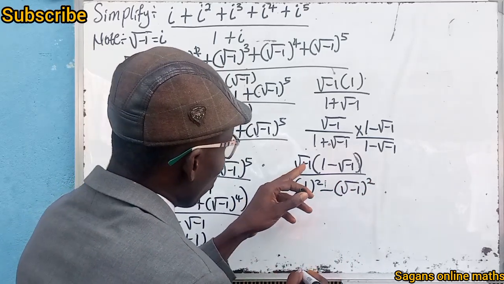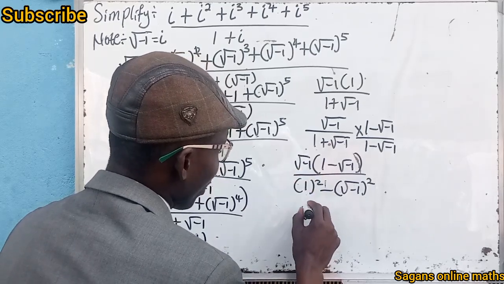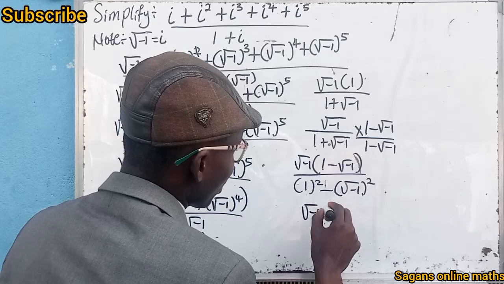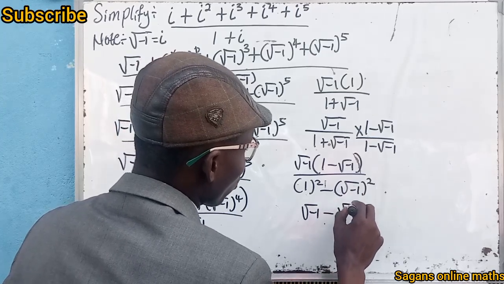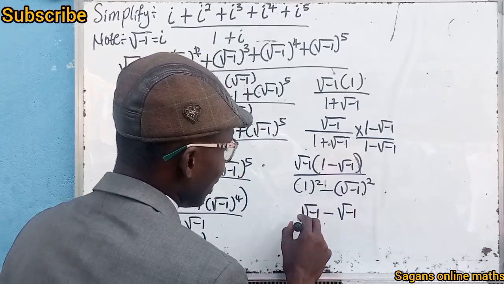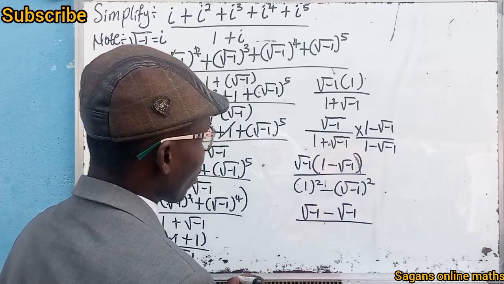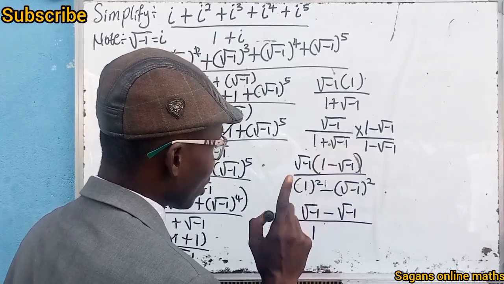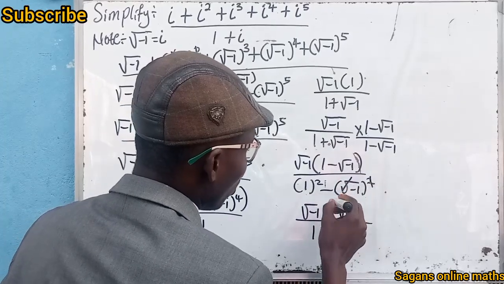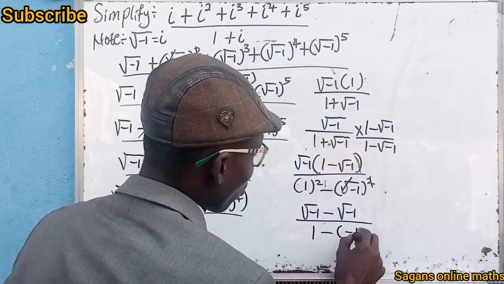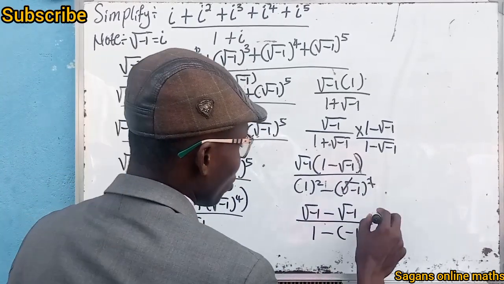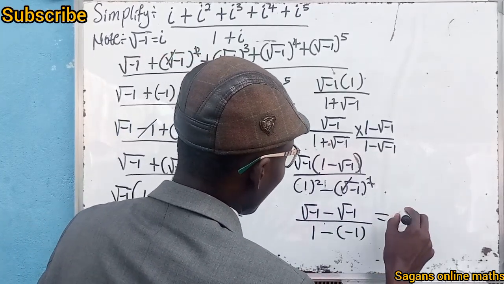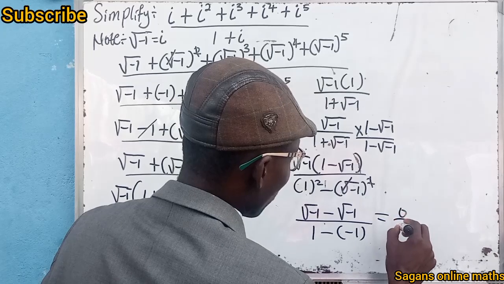Alright, so √-1 times 1, I'm going to have √-1. √-1 times minus √-1, I'm going to have minus √-1, then divided by 1, because 1 to the power 2 simply means 1. So here the square will cancel out the square. So now minus into minus 1. So this will be equal to √-1 minus √-1, I'm going to have 0, right? 0 divided by 2.